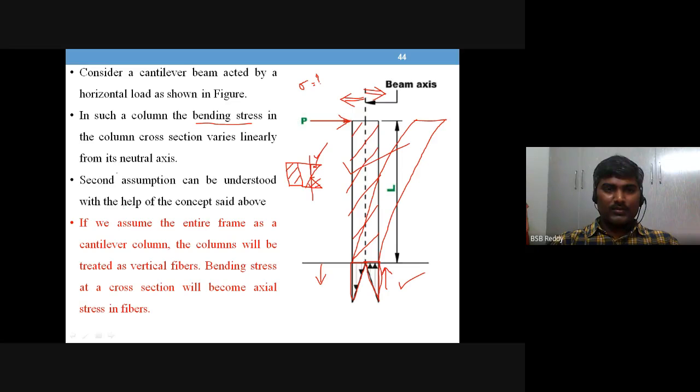Now the second assumption you can understand with the help of the concept that is said like this. If you assume the entire frame as a cantilever column, the column will be treated as vertical fibers. Bending stress at a cross section will become axial stress in the fibers. How axial stress is proportional to the distance, you may be surprised. This is the concept that is being adopted. Let's see how it is adopted.